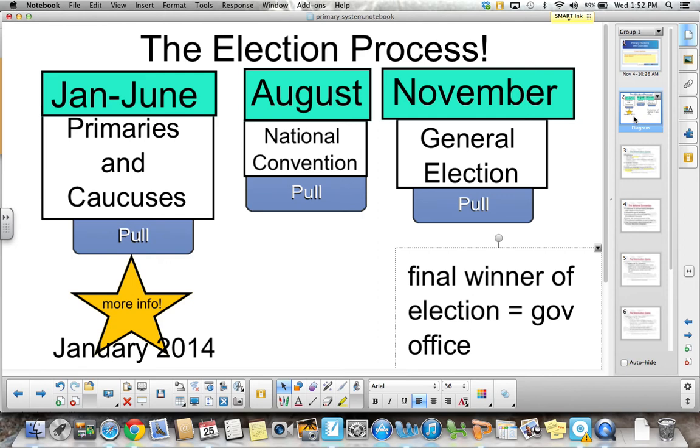nominating their candidates. For the presidential election, what all the states do matters, but sometimes it might just be a statewide election or even a local election. So it doesn't always mean just for the president. This is for anybody involved in getting elected to our government.